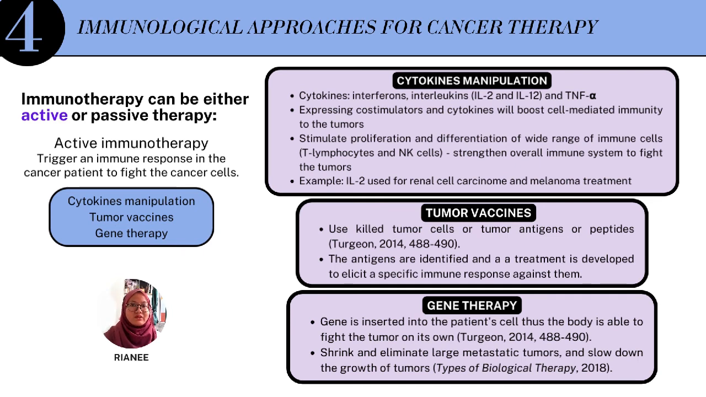Lastly, the third method is gene therapy. Gene therapy apparently succeeds in shrinking and even eradicating large metastatic tumors. This is done by inserting genes into a patient's own cells, which then enable the body to fight the tumors without medication. The introduction of new genes into a cancerous cell or the surrounding tissue causes the cancerous cell to die or slow the growth of the cancer.